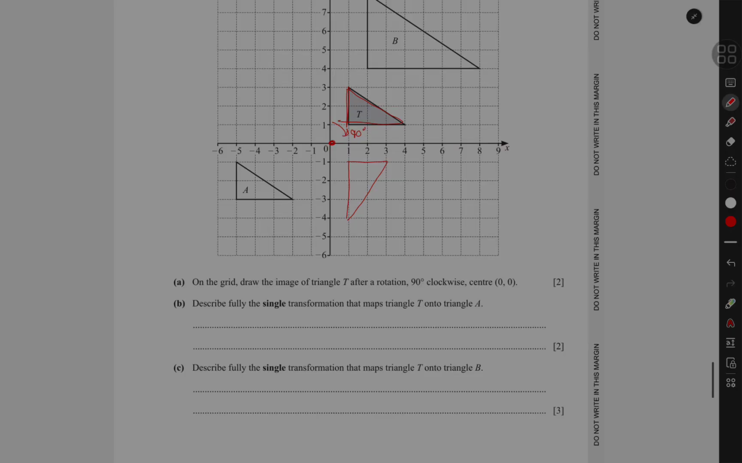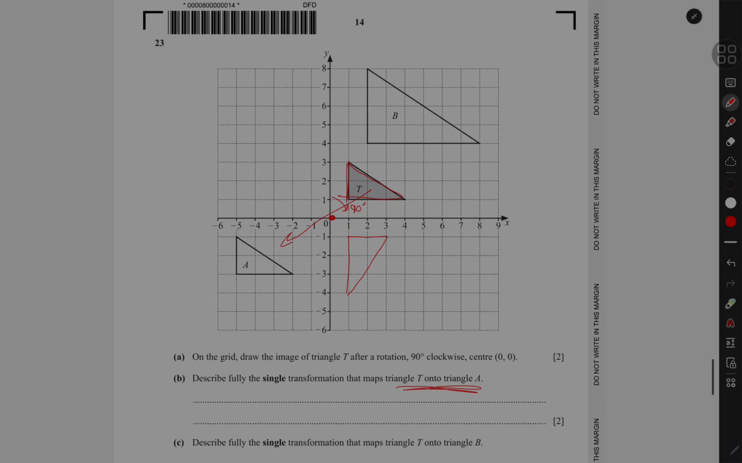See-through paper. Okay, so the next question is: describe fully the single transformation that maps triangle T onto A. So T onto A, that is what we call translation. We just translated it or moved it someplace else. So that is translation.